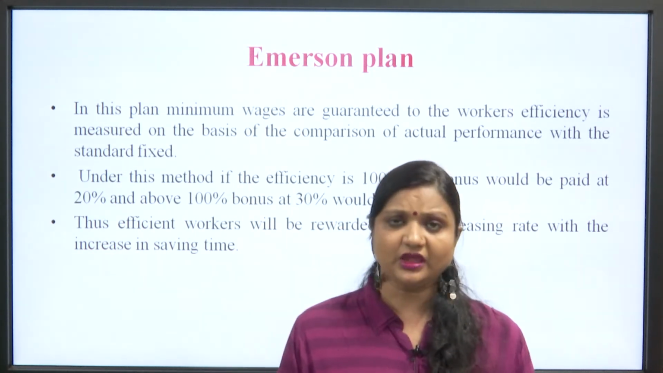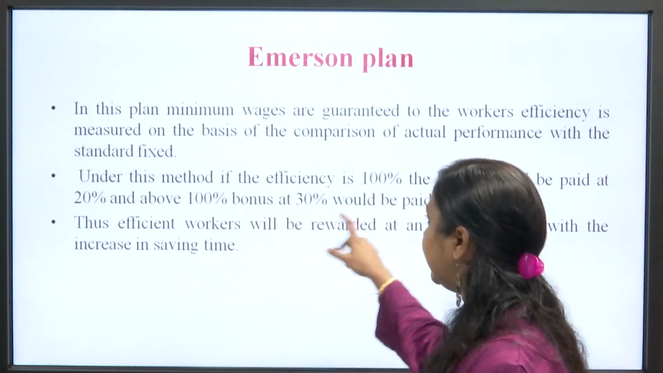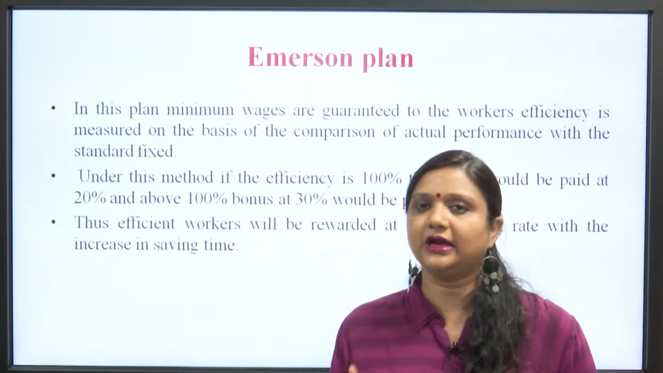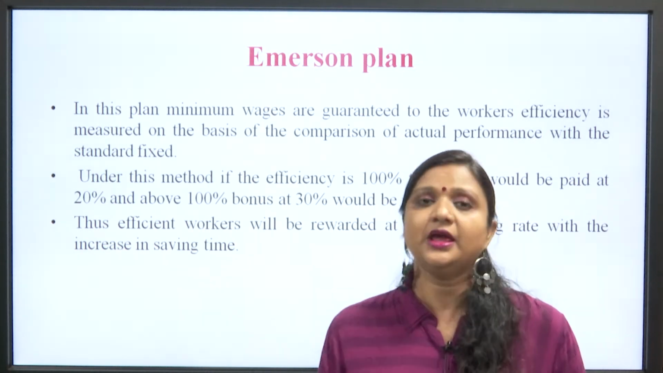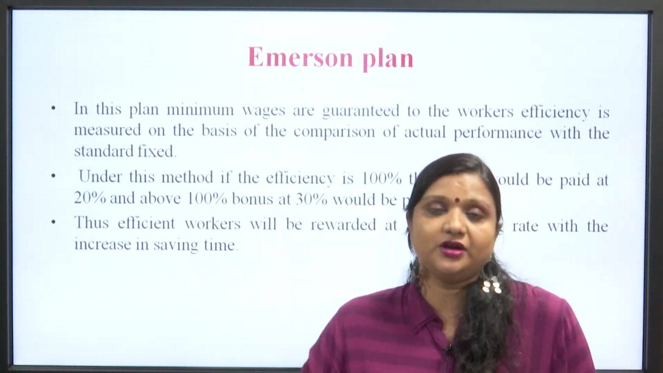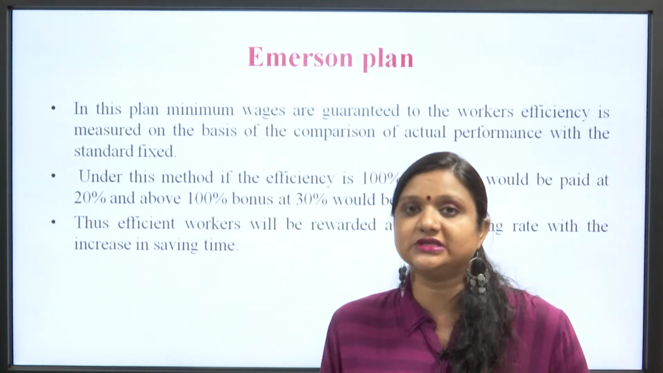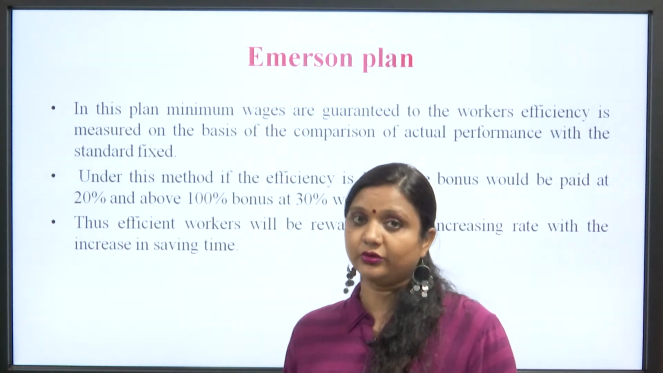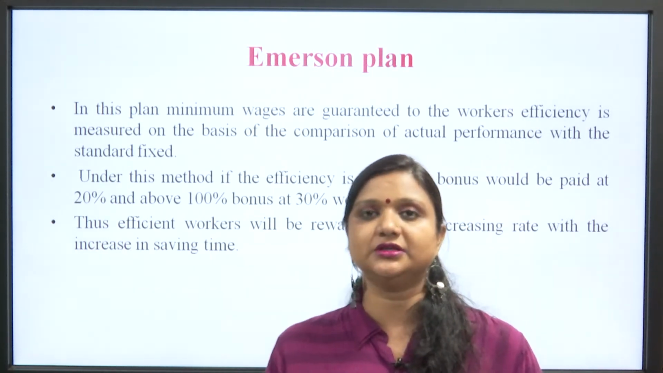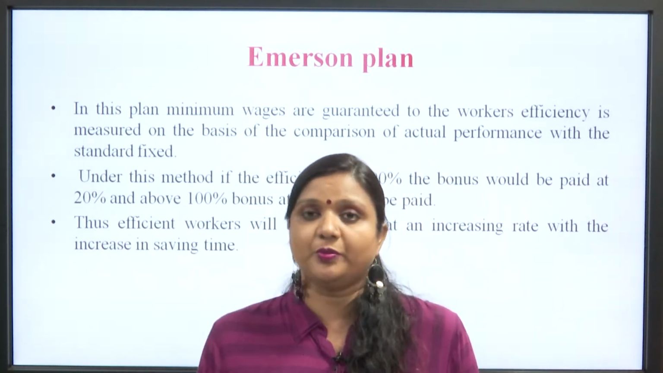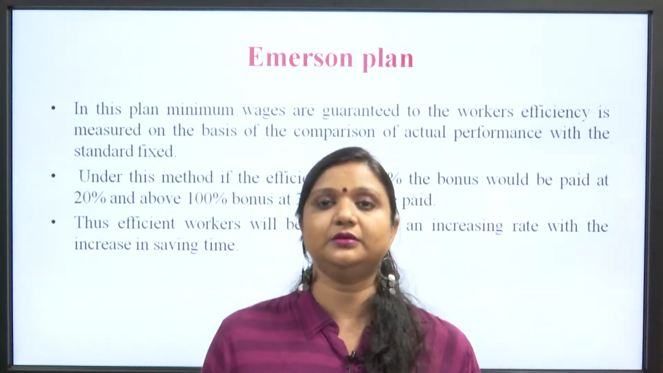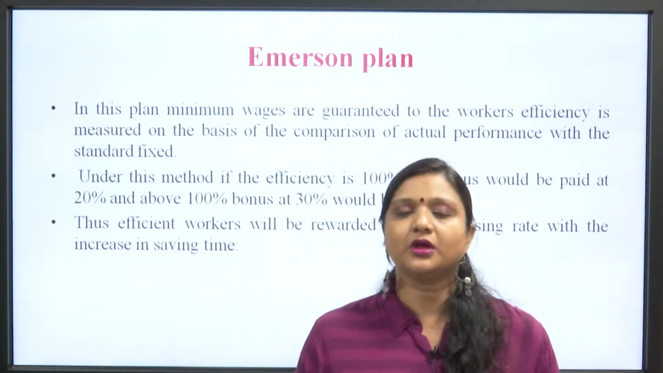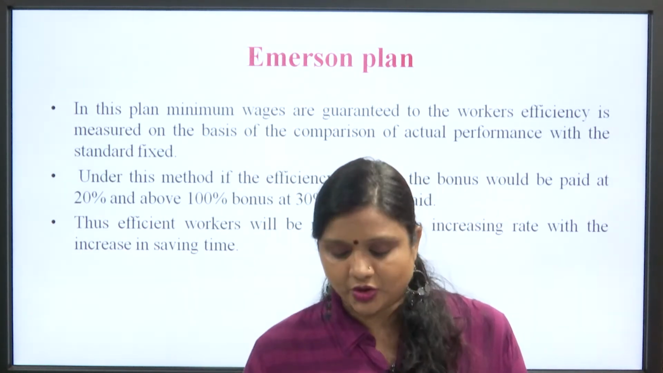Obviously, in the second line we have seen that if that individual has achieved 100% of the given standard, the rate of percentage is 20%, and if any individual has achieved above the given target, above 100%, that individual will get more than 20%, means 30%. So, this plan basically motivates good performers to maintain their productivity, so that they get more reward from the organization.